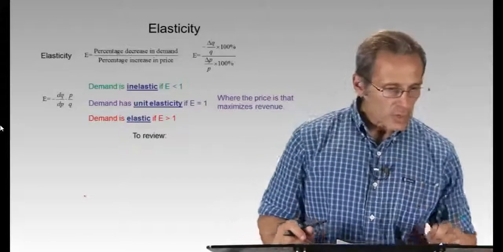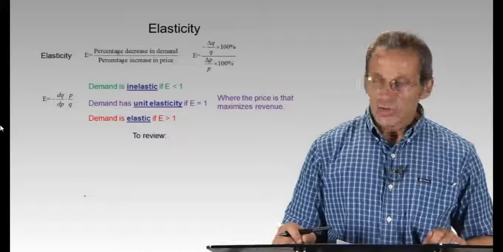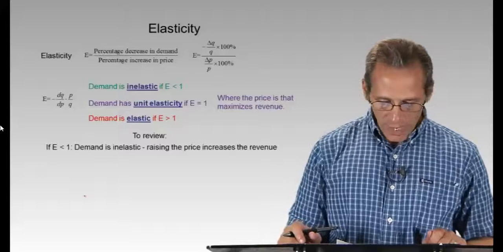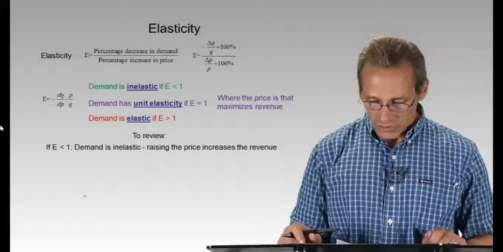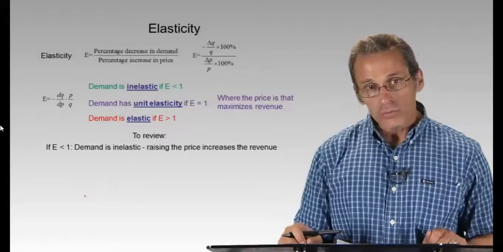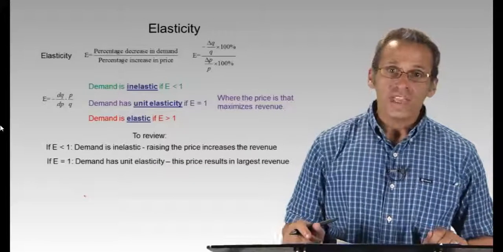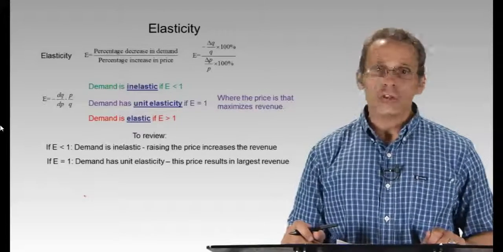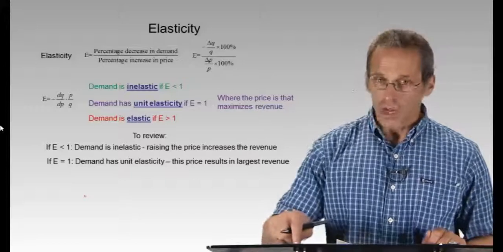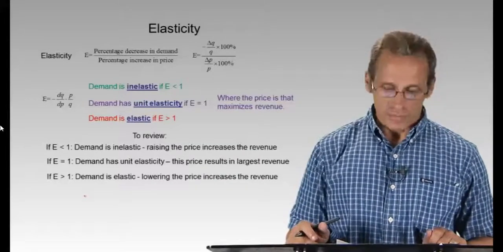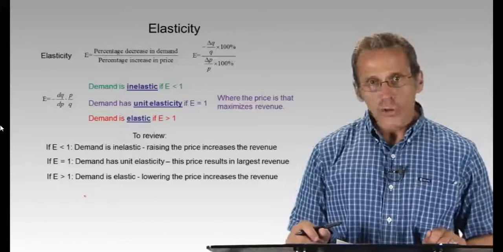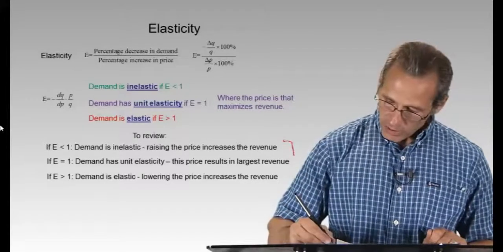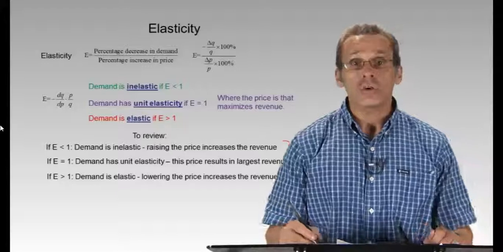Now, to review, what do we basically want? We're asking ourselves, how can we raise revenue? Well, if E is less than 1, if the demand is inelastic, in other words, raising the price increases the revenue. If E is equal to 1, the demand has unit elasticity. This price already results in the largest revenue. And the third option, if E is greater than 1, here the demand is elastic, then lowering the price will increase the revenue. This rubric should be committed to memory. We're going to move forward and look at two examples.